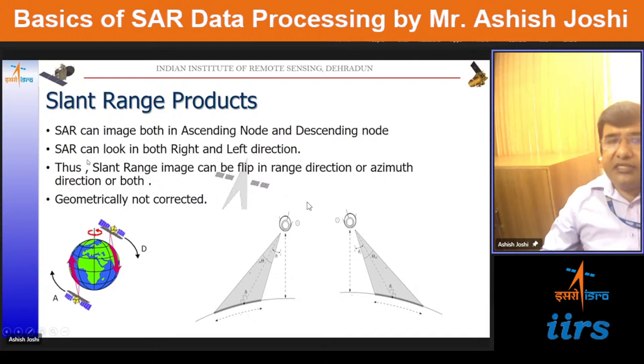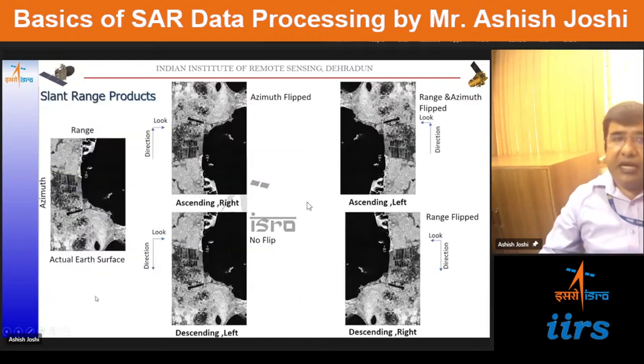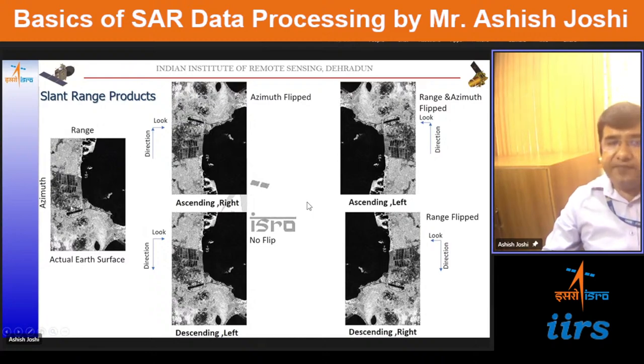Okay, so in this slant range product we have flipping. It can be flipped in the range direction or azimuth direction, and it is not geometrically corrected. Okay, so we have some features in the SLC product. It can have some flipping in the azimuth direction, which is the vertical direction, or in the range direction, which is the horizontal direction. If we see this range and azimuth, if this is the actual Earth surface, and it is in the ascending right mode, ascending means it is going this way and it is seen in this direction.